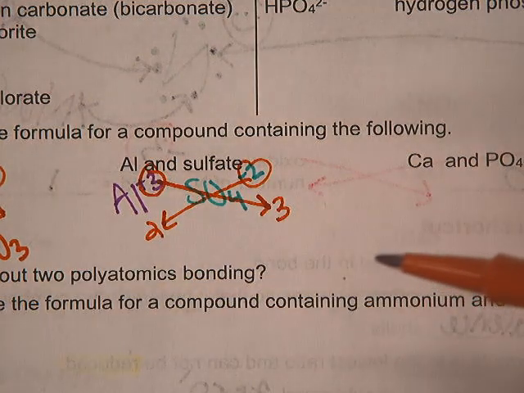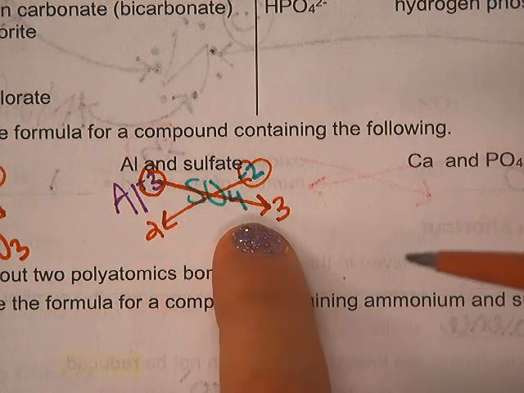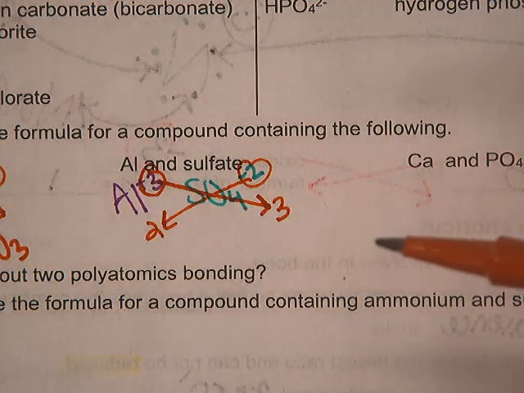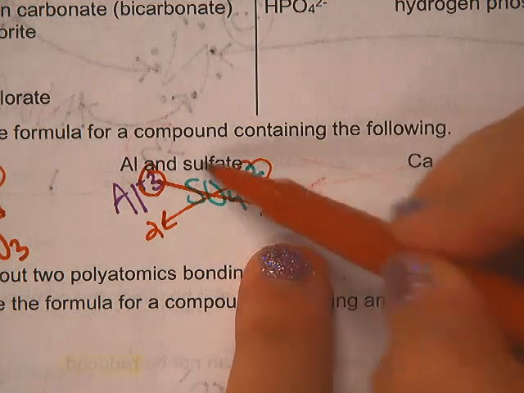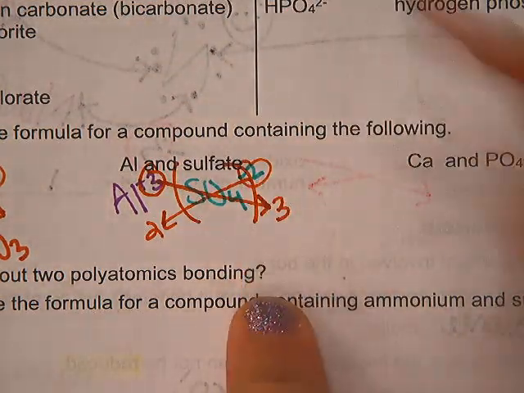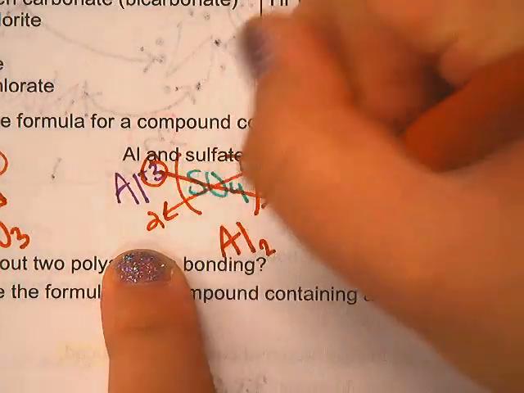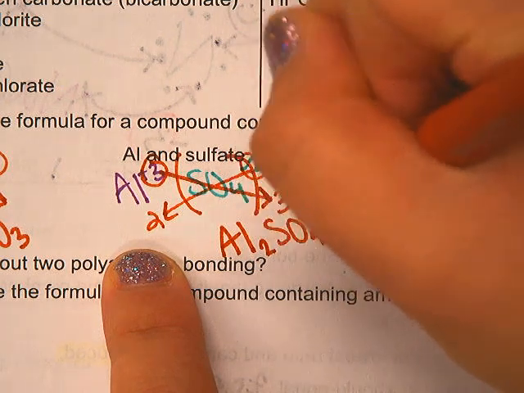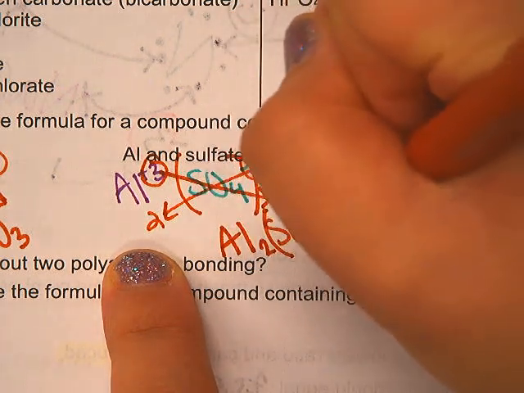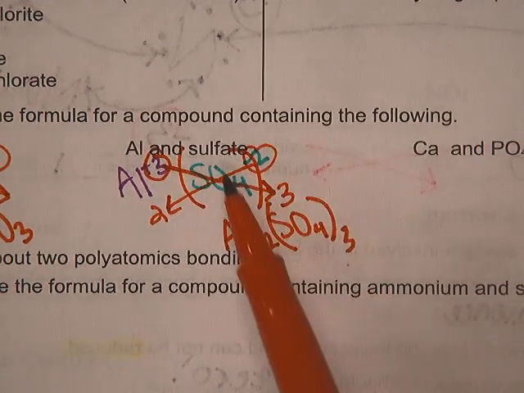But when we write it, since I need multiple sulfates, if I just wrote SO43, that would look really weird. So the way that we show that we need 3 of this entire group is I'm going to put sulfate in parentheses. So I would write it as Al2 (SO4) in parentheses, and then a 3 on the outside of the parentheses. So that tells me I need 3 of that whole thing.